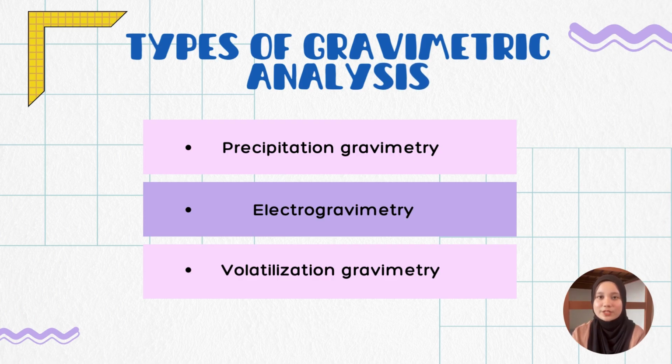First, we have precipitation gravimetry. Precipitation gravimetry uses a precipitation reaction to separate one or more parts of a solution by incorporating it into a solid. Next, electrogravimetry is a method used to separate and quantify ions of a substance, which is usually a metal. Last but not least, volatilization gravimetry. Volatilization gravimetry involves separating components of a mixture by heating or chemically decomposing the sample.